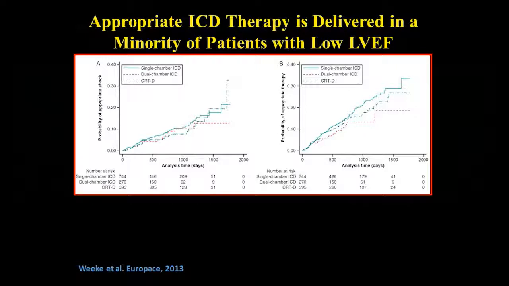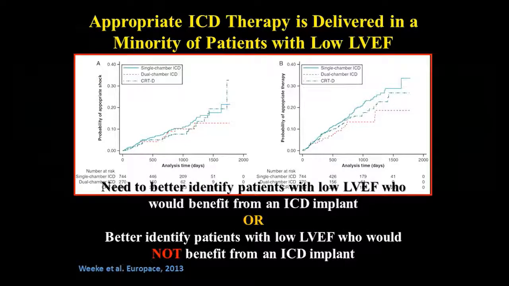And the electrophysiologists will also tell you that among patients who receive a therapy, only 10% of that is life-saving, because most of the arrhythmias are actually slow and not fast enough to be life-threatening. So we need to better identify patients with low ejection fraction who would benefit from an ICD implant. That's one way of doing it. Or to identify patients with low EF who will not benefit from an ICD implant.